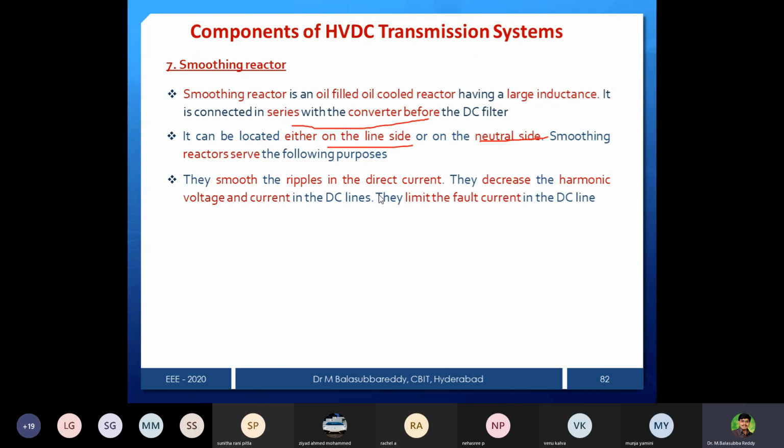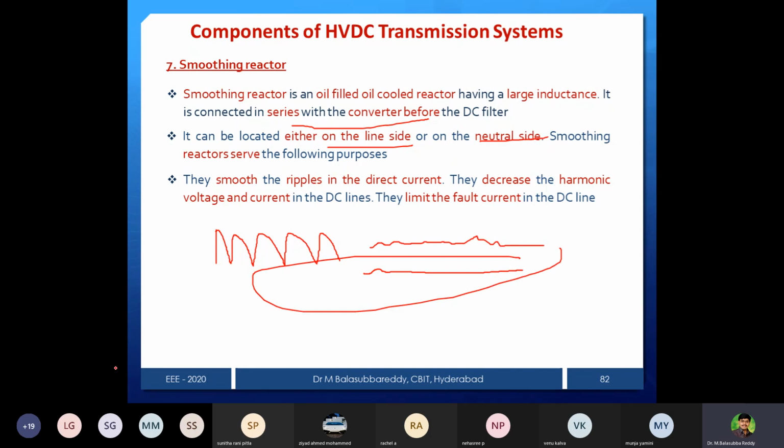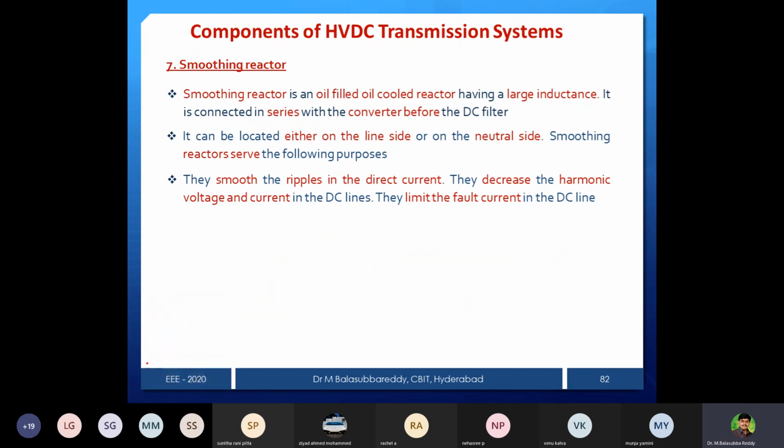Smoothing reactors serve some functions. They smooth the ripple in the direct current. That is the main purpose, because in our case you can see this is the way we get the DC output voltage, but we need to smoothen it. This has a lot of ripple, but if you use a 12 pulse converter, you will get this shape of waveform. Once we pass this through the smoothing reactor, you get this type of waveform, which is a little smoother in nature.